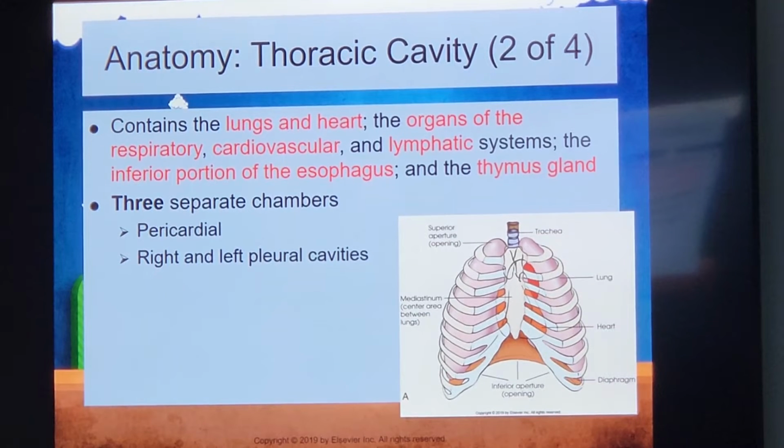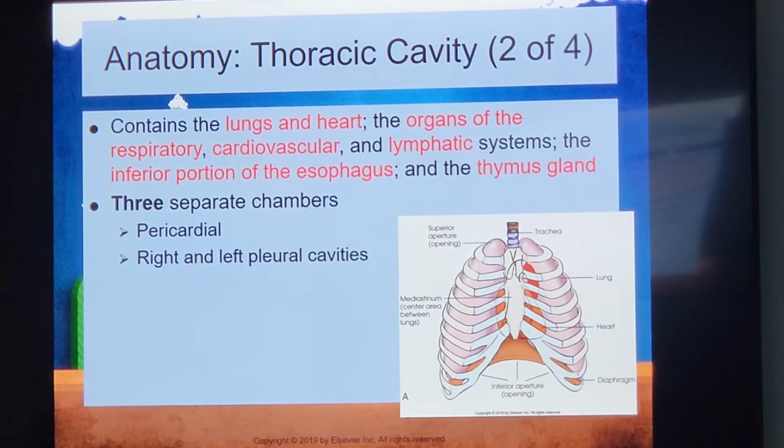Alright, so once again, the thoracic cavity has your lungs, the heart, the organs of the respiratory, cardiovascular, and lymphatic systems, the inferior portion of the esophagus, and the thymus gland. I'm pretty sure that's going to be a test question. That's a great test question. The one people forget the most is that thymus gland. Very obscure gland found in your chest on the anterior portion.